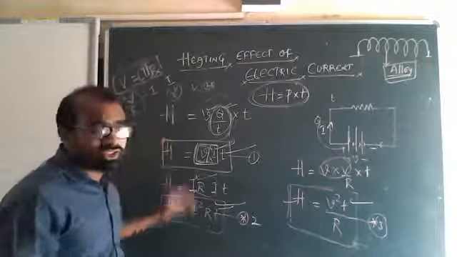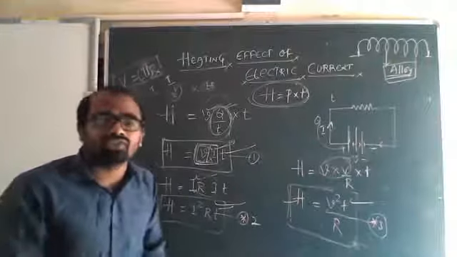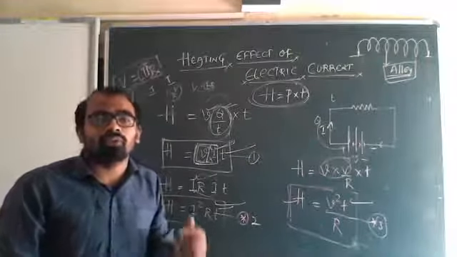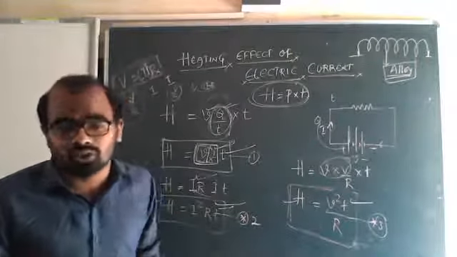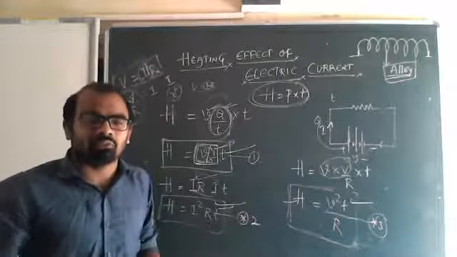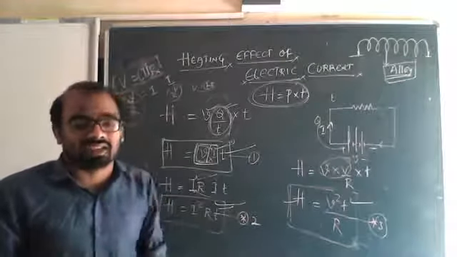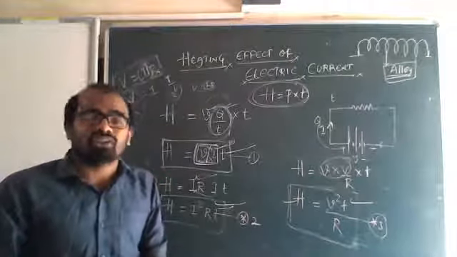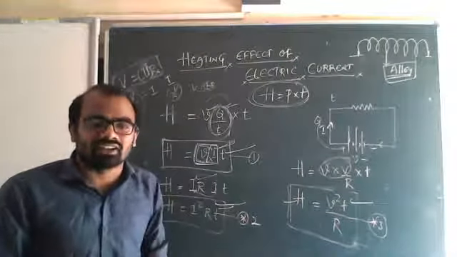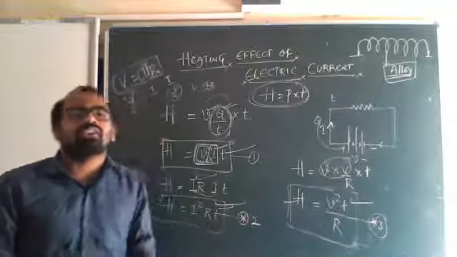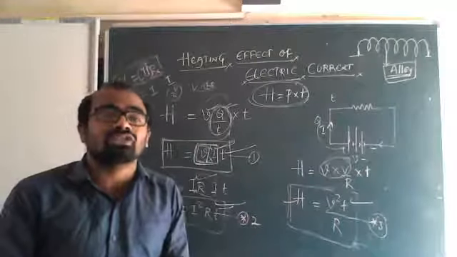Energy is expressed in the form of, what is the SI unit of energy? You have to remember the SI unit of energy is Joule, whichever energy it may be. Maybe it is electrical energy, mechanical energy, potential energy, kinetic energy, heat energy. Whichever energy is there, the SI unit of energy is joules.